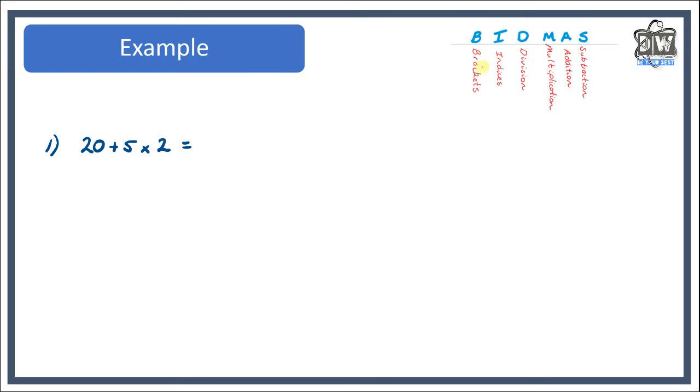So first up, any brackets? No. Any indices? No. Any division? No. Any multiplication? Yes. 5 times 2 gives us 10. So then we add the 20 to that. 20 plus 10 gives me 30. Next question, everyone.